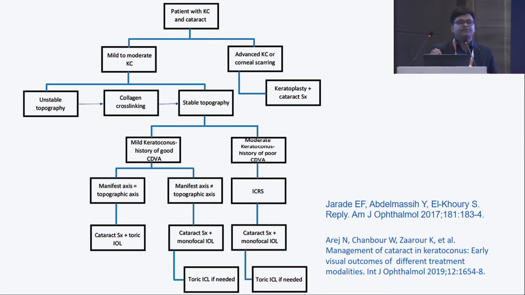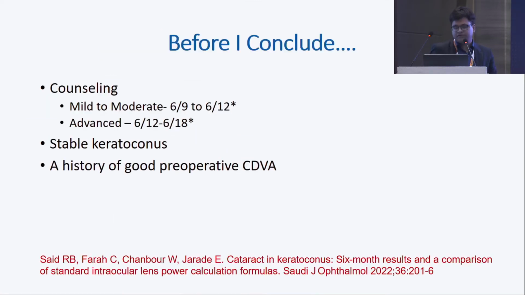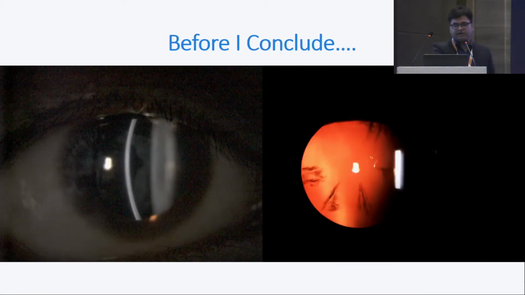So ensure that the patient has a stable keratoconus. And one other important thing is a history of good preoperative corrected distance visual acuity. So I'll just give you one example. This is what I have encountered in my setup. One kid was referred to me for cataract surgery under general anesthesia, because the surgeon didn't have a GA setup for cataract surgery. When I saw the patient, there was a little bit of cortical cataract.